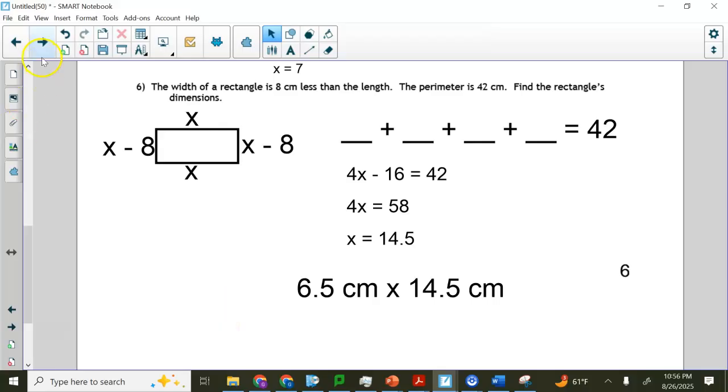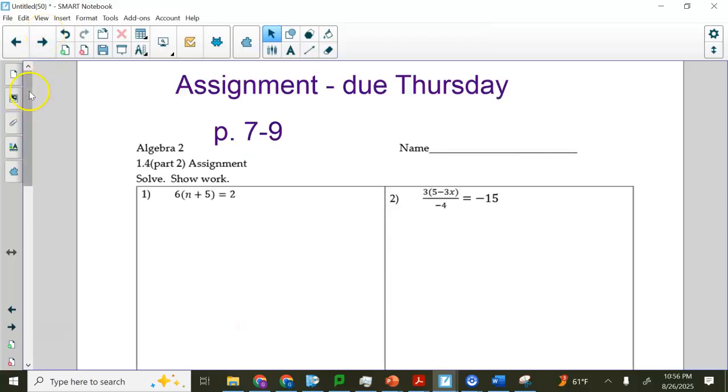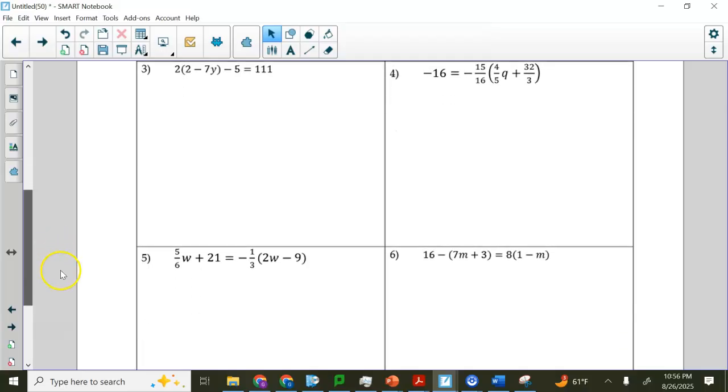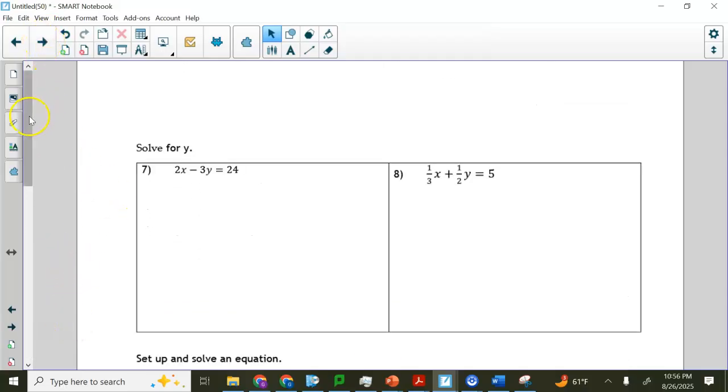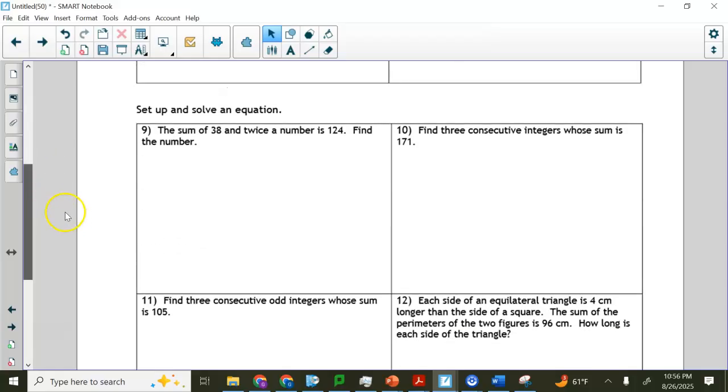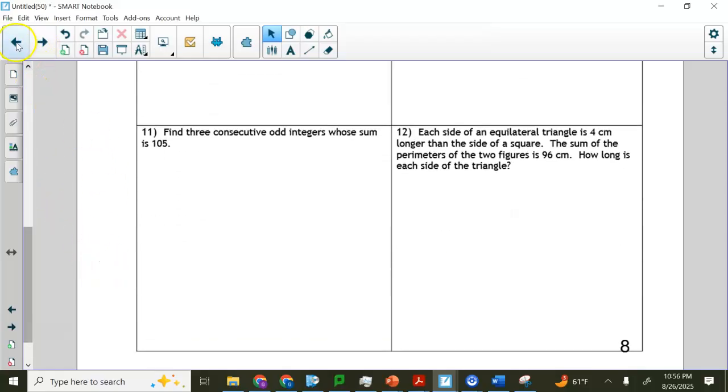All right, for your assignment here, if you turn to the next page there, your assignment is page 7 through 9 in your packet. So you don't need to use the textbook this time or the online work materials. It is right there in your packet. Okay, so the first couple problems you're just trying to solve, and then we'll get to some of the word problems there.